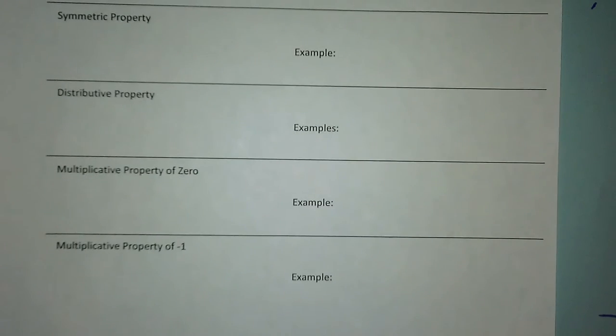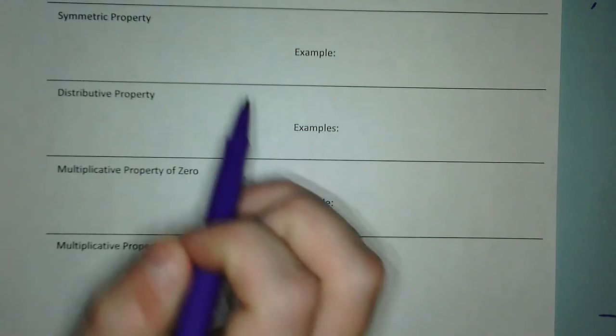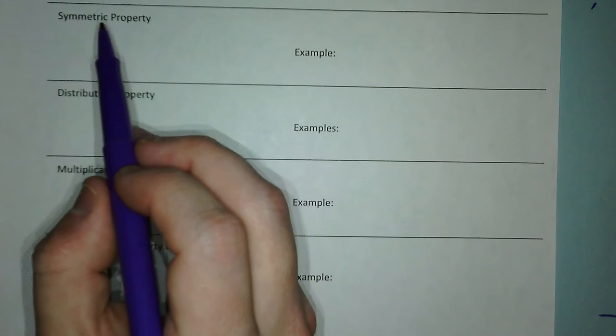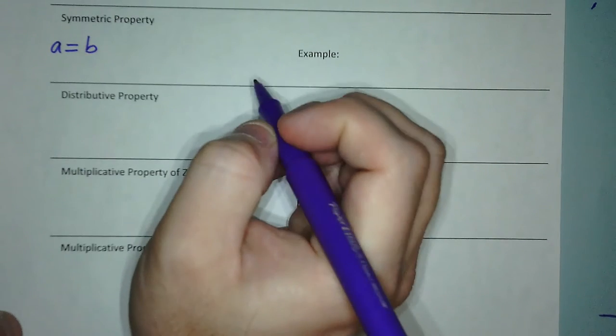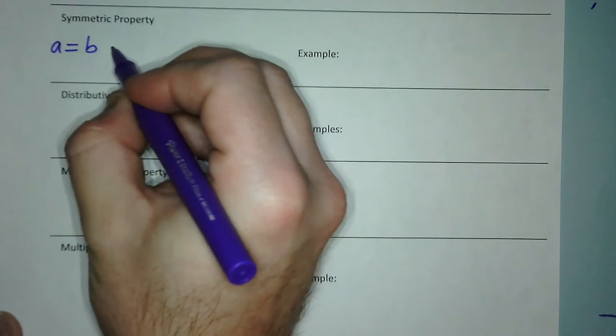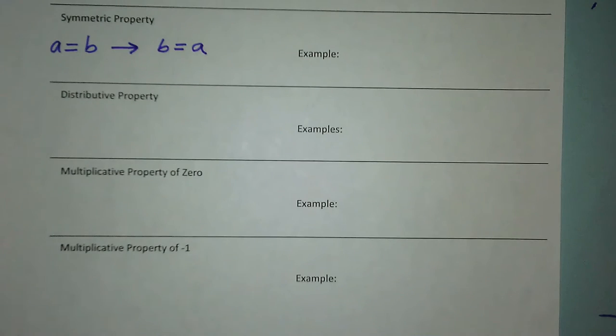Final stretch. The symmetric property, think about how symmetry works. The symmetric property says that if you can say A equals B, that means you can also say B equals A. It doesn't matter. They're saying the same thing. That's what the symmetric property actually is. Saying A equals B is the same as saying B equals A.